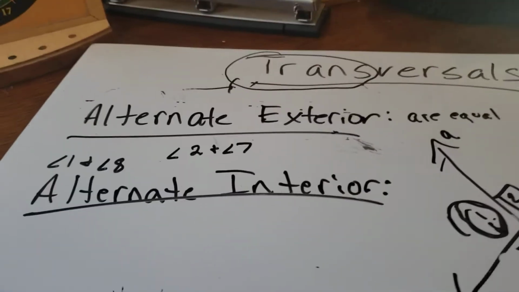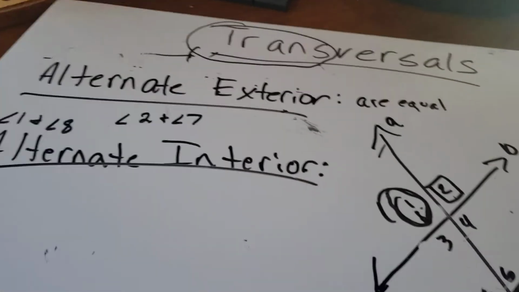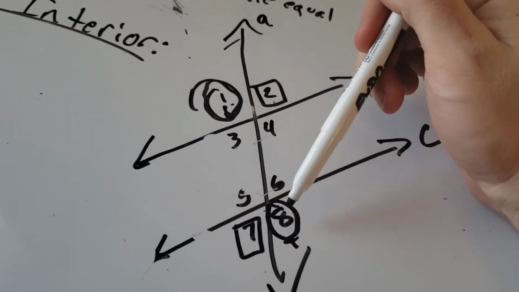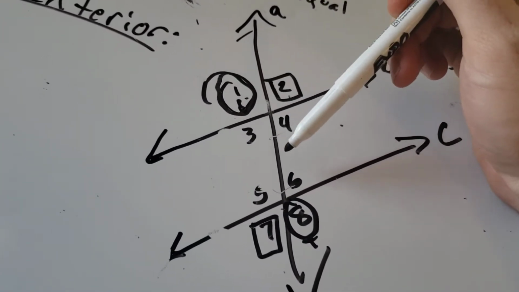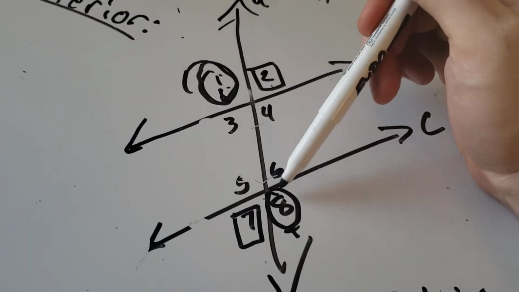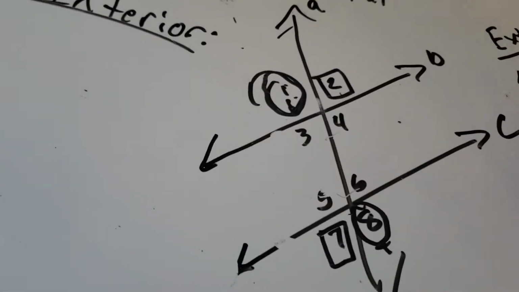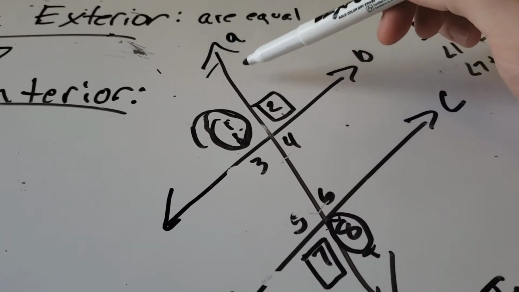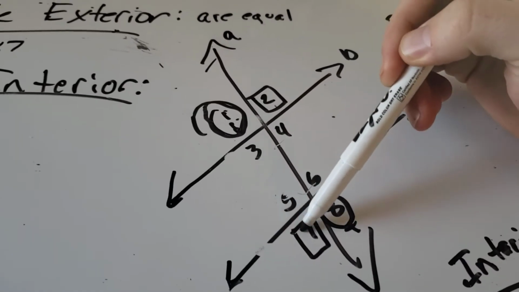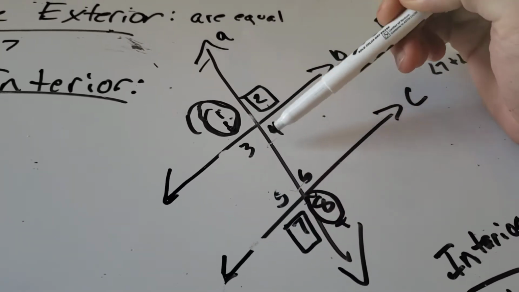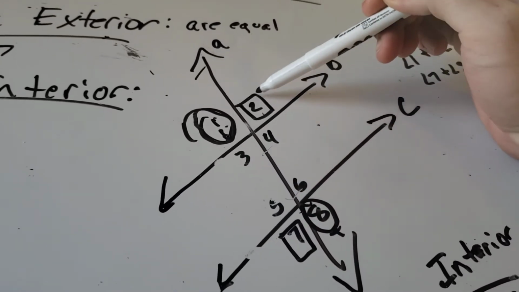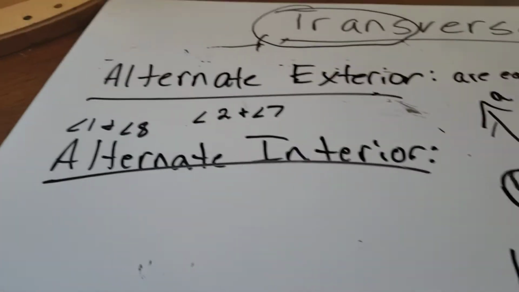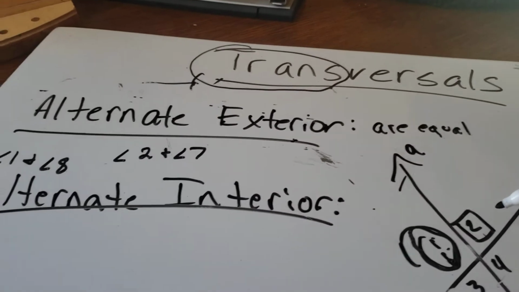So just to review, alternate exterior angles are equal. So 1 and 8 are on opposite sides of our transversal. They are exterior angles and they're alternate, so they're equal. What we were saying just before I got cut off is that 2 and 7 are also alternate exterior angles. They're on opposite sides of the transversal. They're both acute, therefore they are both equal as well.